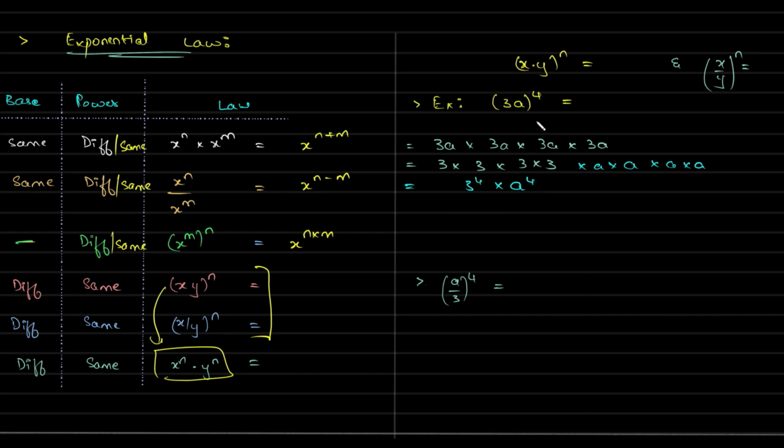So basically, whenever you have a bracket, within that two or more terms, it can be any number of terms, whole to the power of 4 will give you the first term to the power of 4 into the second term to the power of 4, right? And that's the formula. x into y whole to the power of n is nothing but x to the power of n into y to the power of n.